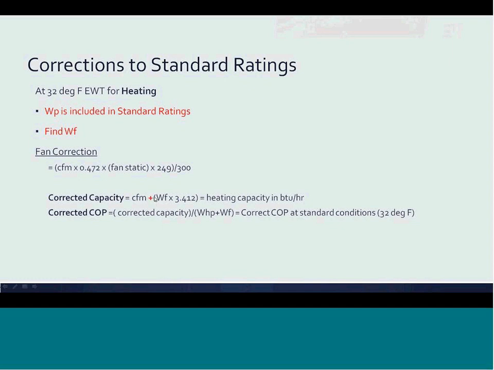Since accounting for the additional watts required for this fan energy to overcome the static pressure of a ducted system, this also results in a corrected COP value less than the stated value for standard rating conditions by the manufacturer. So you have the watts of the heat pump compressor and the fan, and with that correction, you will get a little bit different number than what is in the published data.